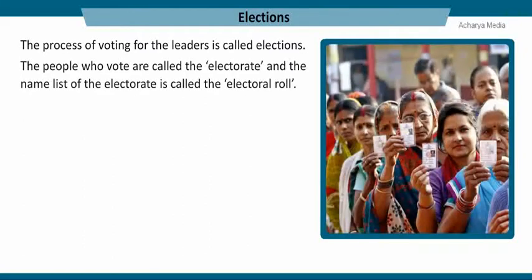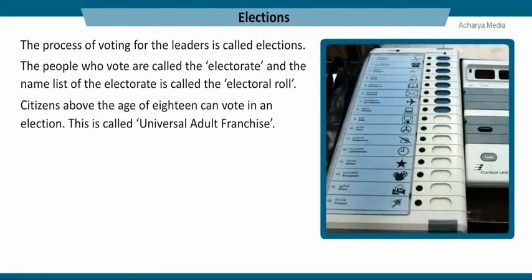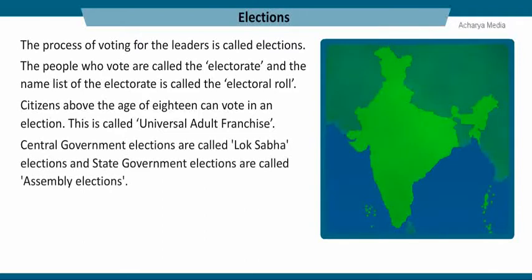The people who vote are called the electorate, and the name list of the electorate is called the electoral roll. Citizens above the age of 18 can vote in an election. This is called universal adult franchise. Elections are held every 5 years for the central and state governments. Central government elections are called Lok Sabha elections, and state government elections are called assembly elections.